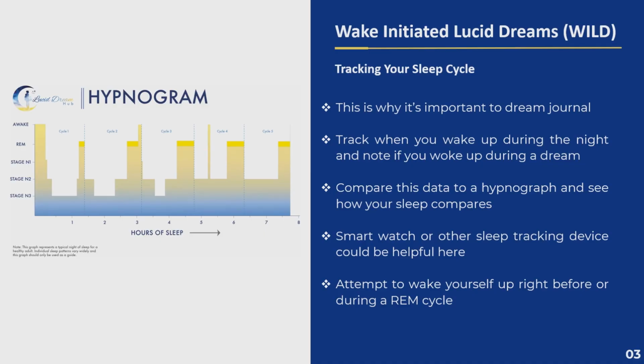If you are technically savvy, you can use a smartwatch or similar sleep tracking device to track your sleep cycle. But use caution, these devices are not always the most accurate when recording the exact stage of sleep. They are better to provide a general breakdown of your night's sleep.